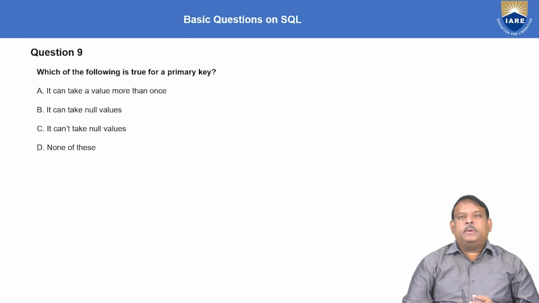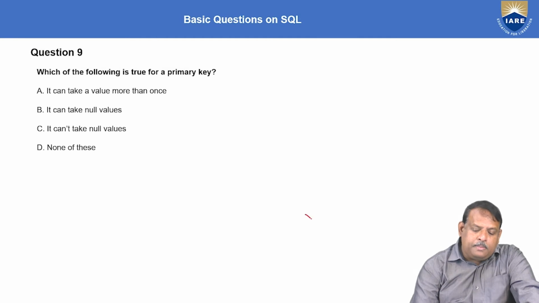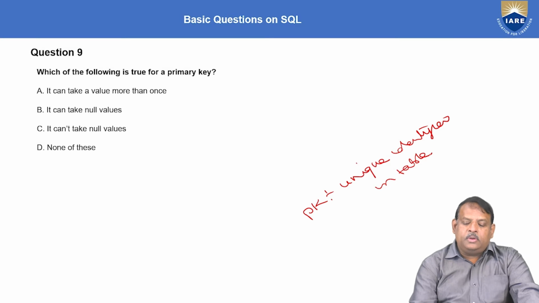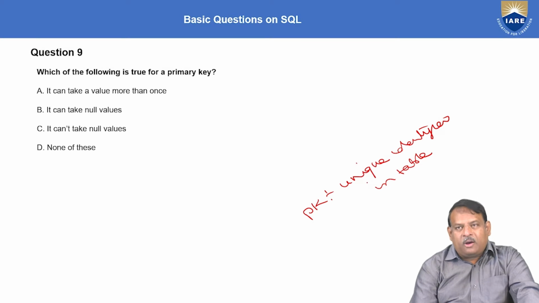Next question. This is about a primary key. So what is a primary key in a table? Primary key is a unique identifier in a table. A primary key is a column in a table which acts as a unique identifier.